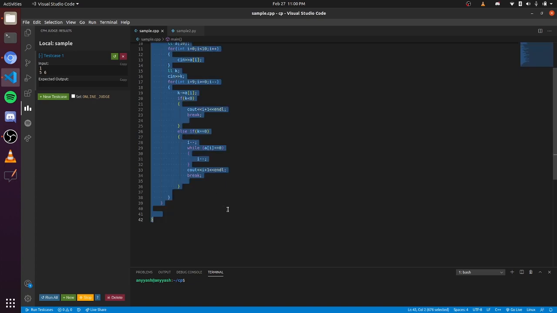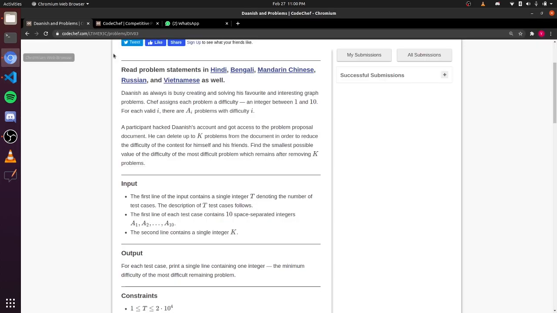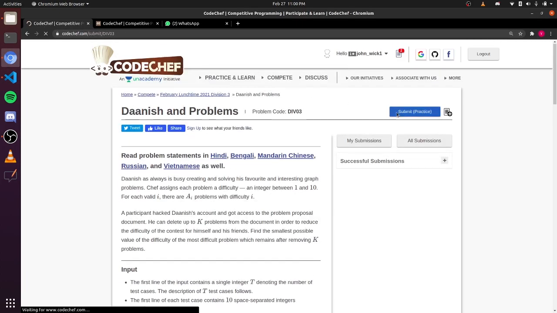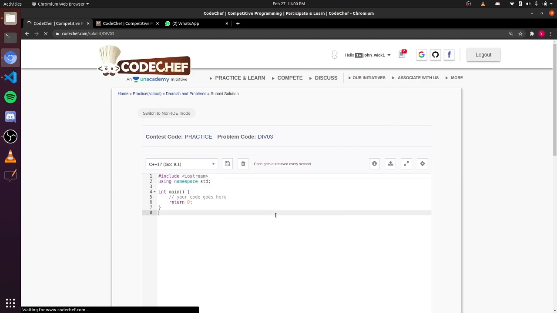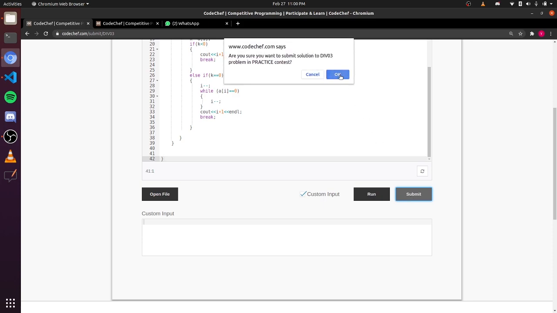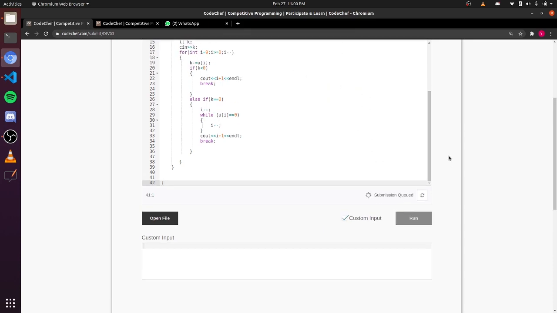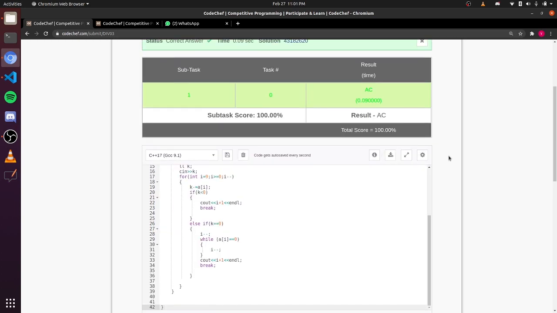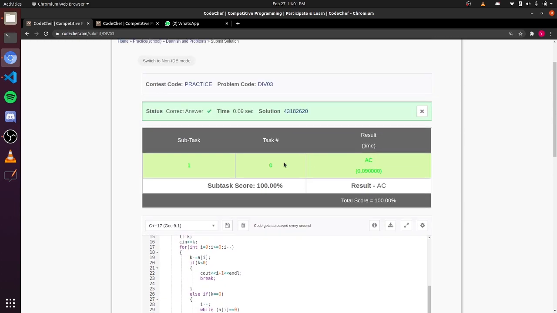So now we'll submit this code. Let us see if this gives us a right answer or wrong answer. As you can see, our solution is accepted.